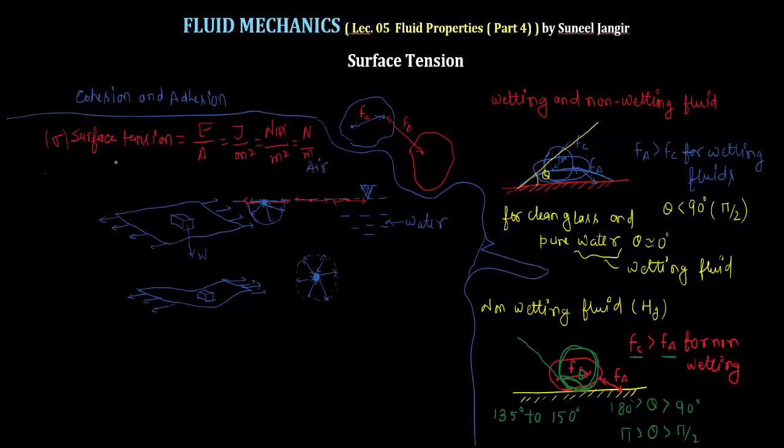So there are two points here: surface tension force is negligible compared to the pressure force and the gravity force, and this force has a significant effect when the boundary dimensions are small.